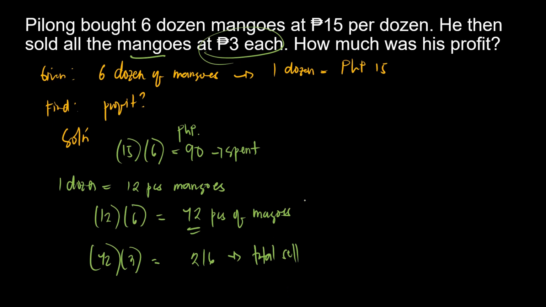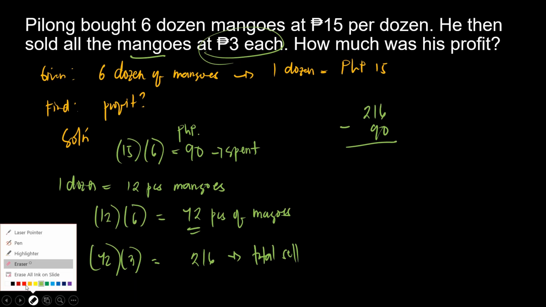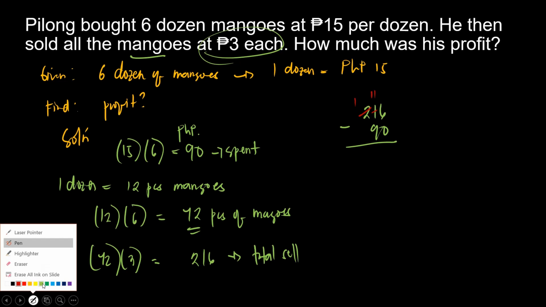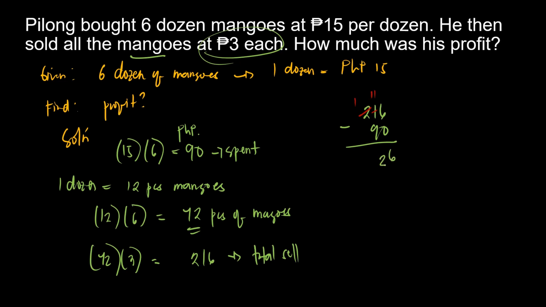Okay, now, ang gagawin natin para malaman natin yung profit niya, i-minus natin yung total sell niya dun sa spent. So 216 minus 90. Okay, so mag-borrow tayo ulit. So 1 magiging 11. Okay, hindi naman kailangan mag-borrow ni 6 kasi 6 is bigger than 0. Okay? So 6 minus 0 is 6. 11 minus 9 is 2. Then bring down 1. Tama ba? 1 minus 0 is 1. So, ang total profit niya, class, is 126 pesos. This is the total profit o yung kinita niya.